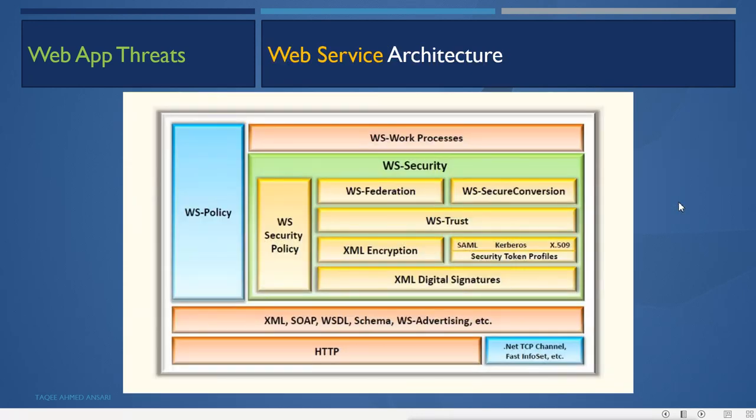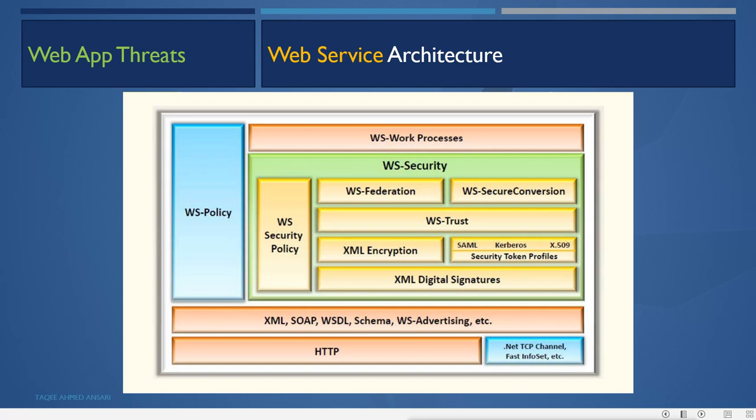Then web services. This is the architecture of web services, where we have services like HTTP, TCP channel, fast infoset, etc. Then we have the description technology like XML, SOAP, WSDL, schema, and WS-Addressing. In that we have Web Services securities. In this we have WS-Security policies, WS-Federation, secure conversation, trust, encryption. Then we have Kerberos security token profiles.